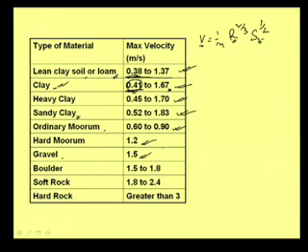For boulder, when it is of a little larger size, this can be taken up to 1.8. Soft rock is 1.8 to 2.4 meters per second, and if it is hard rock, as I was stating earlier, for cement concrete also you can take up to 3, and for hard rock also it is 3 meters per second or greater than 3 meters per second.